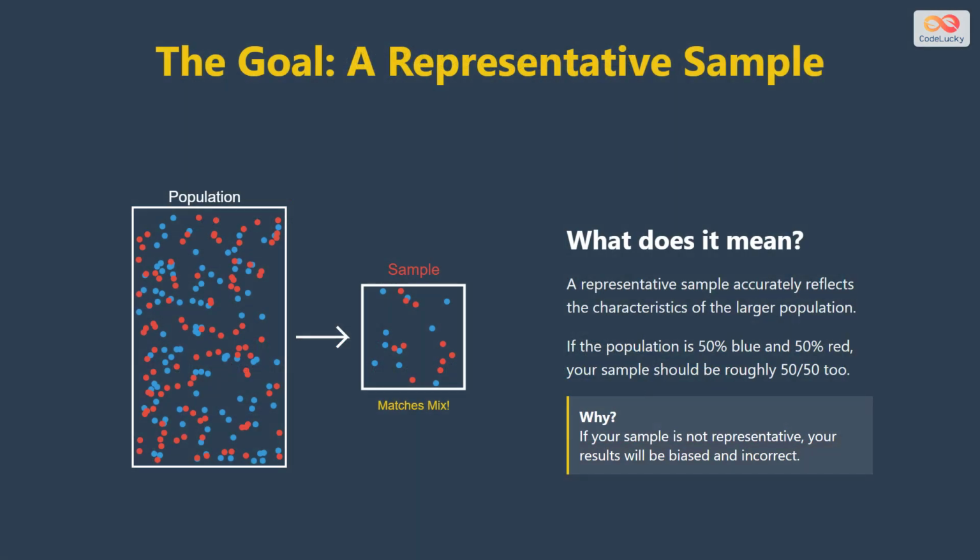The most important rule of sampling is that your sample must be representative. This means it should accurately reflect the characteristics of the larger population. If your population is mixed half and half, your sample should ideally be mixed half and half too. This ensures your results are valid.